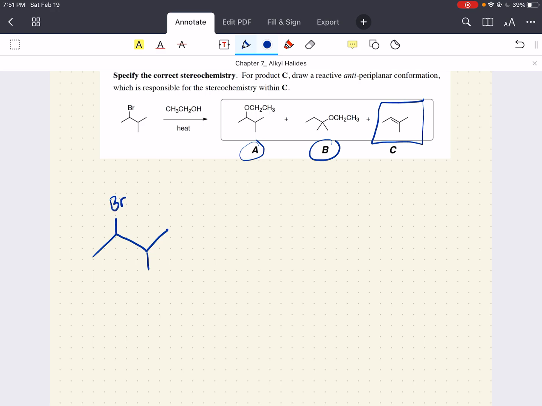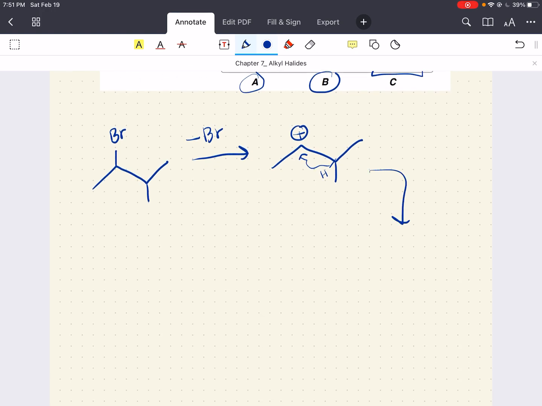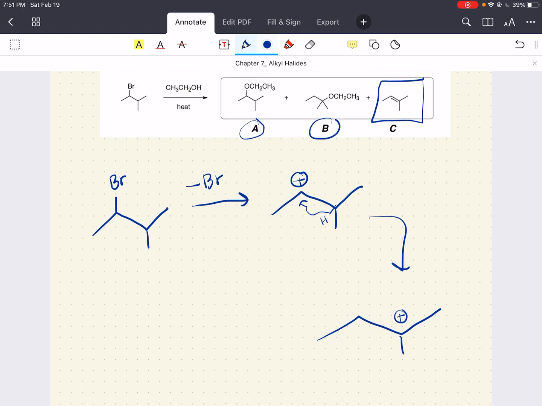Okay, what happens is, first step is loss of a leaving group. So you form a carbocation here. Now, what can actually happen here is a hydride shift. There's a hydrogen here that can move over here. Fantastic. And what we get then is this tertiary carbocation.